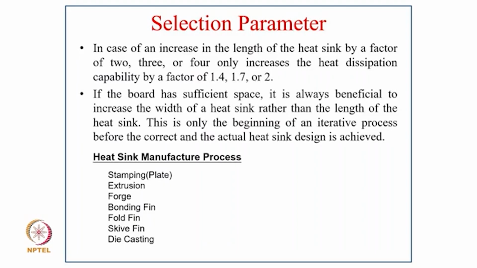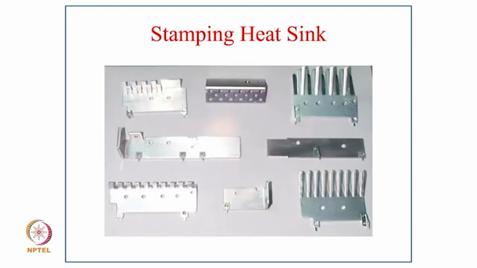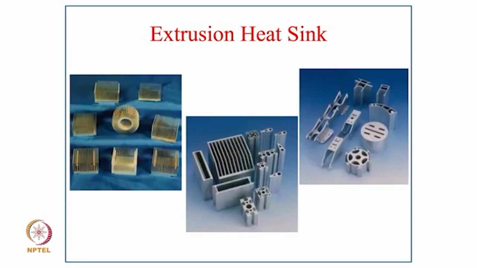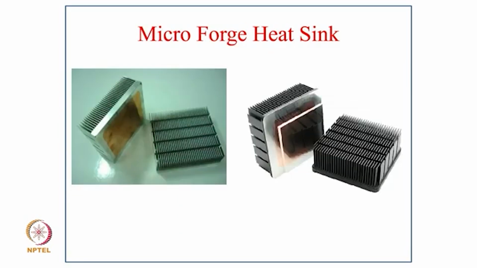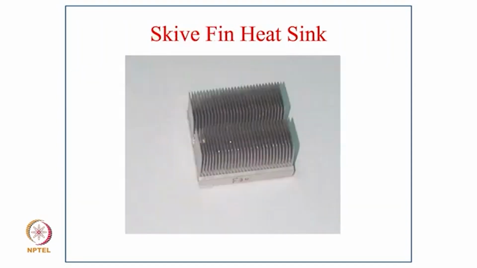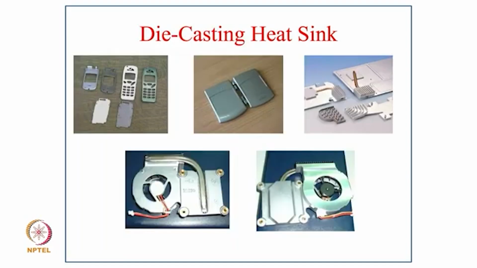Coming to heat sink manufacturing processes: stamping, extrusion, forging, bonded fin, folded fin, skived fin, and die casting. You can see what some of the stamped heat sinks look like, then extrusion heat sinks, other sets of extrusion heat sinks, then micro forged heat sinks, bonded heat sinks, forged fin heat sinks, skived fin heat sinks, and then the die cast heat sink, how it is used even with small devices.